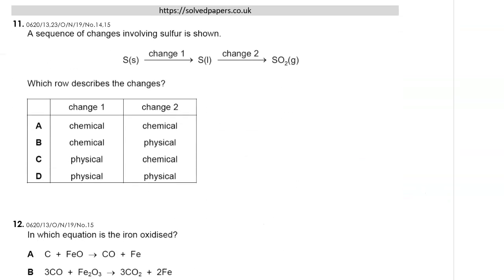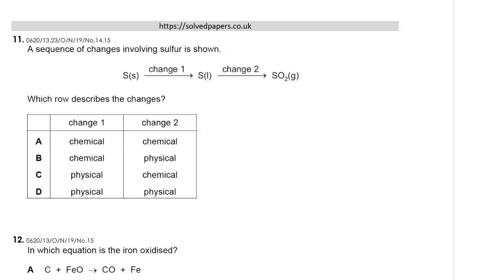Number 11. A sequence of changes involving sulfur is shown. Sulfur in change 1 changes to sulfur liquid. This is solid. It changes to liquid, and here it changes to sulfur dioxide. So which row, A, B, C, D, describes the change?